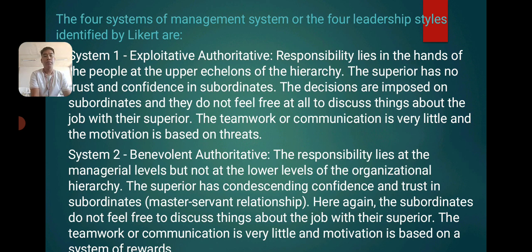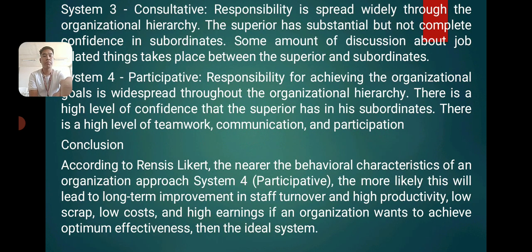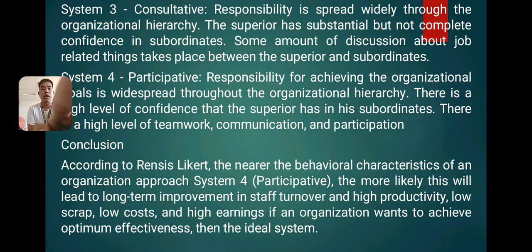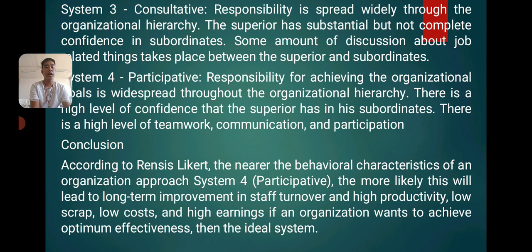System 2, benevolent authoritative. The responsibility lies at the managerial levels but not at the lower levels of the organizational hierarchy. System 3, consultative. Responsibility is spread widely through the organization hierarchy. The superior has substantial but not complete confidence in subordinates. Some amount of discussion about job related things takes place between the superior and subordinates.